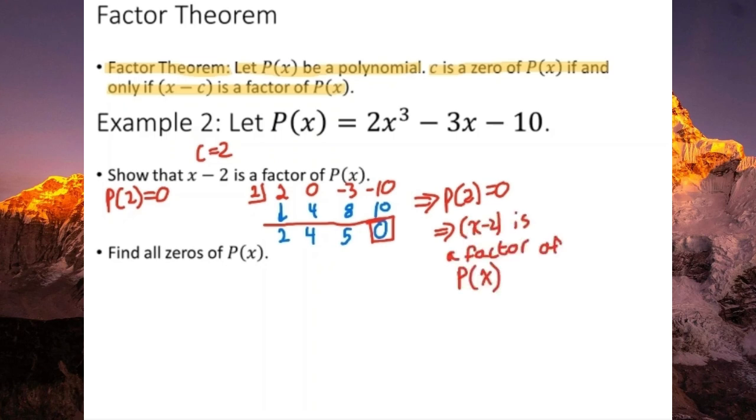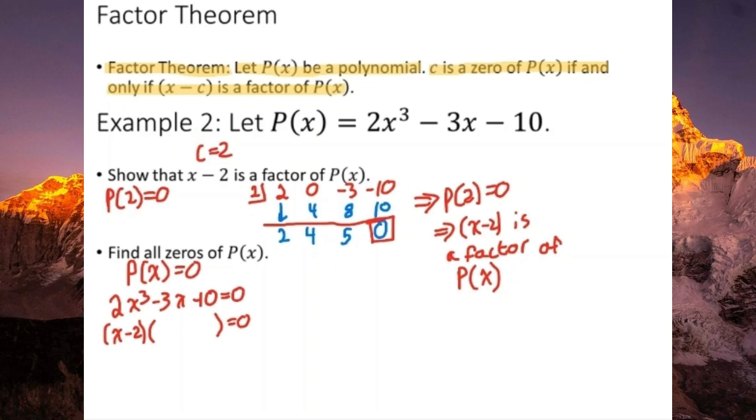Now this work is also going to help us in the next bullet point. We want to find all zeros of P of x, which means we're trying to solve the equation P of x equals 0, which means we're trying to solve 2x cubed minus 3x minus 10 equals 0. Now, if I didn't do the first bullet point, I would be stuck here because I don't know how to factor this polynomial. But I do know that x minus 2 is a factor thanks to our work in the previous bullet point. But x minus 2 times what is equal to 2x cubed minus 3x minus 10?